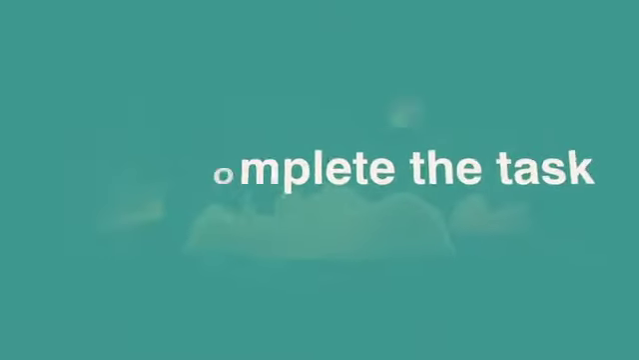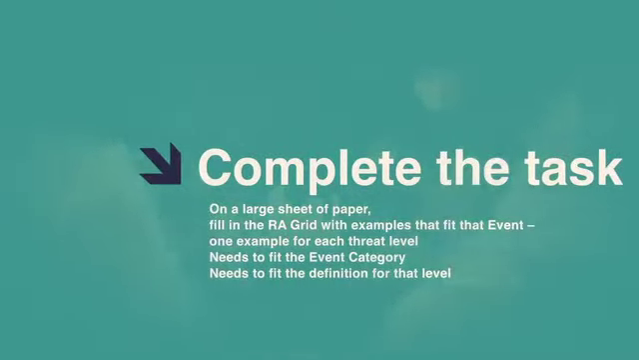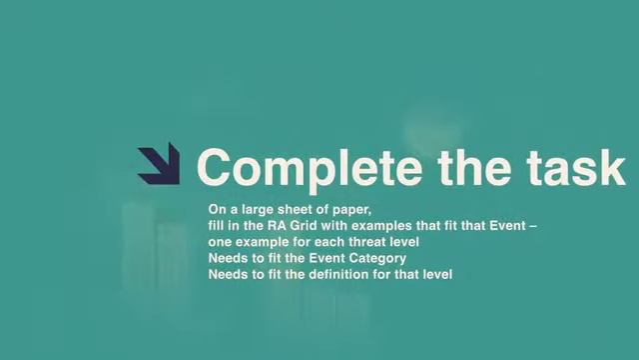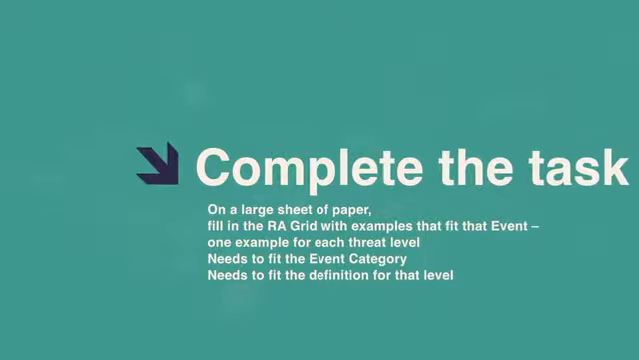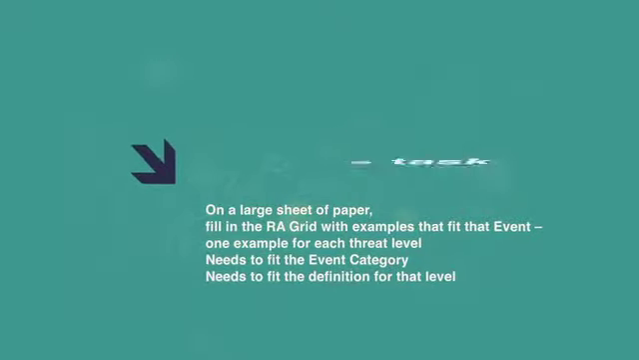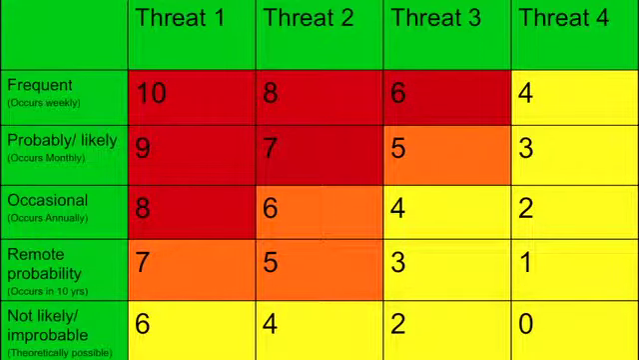So let's build a risk assessment matrix. We're going to utilize threat 1, threat 2, threat 3, threat 4 definitions that we've already created, and we're also going to assign them numbers by frequency. Is it frequent? Does it happen a lot? Is it probable or likely? Is it occasional? A remote probability that it's going to happen? Or it's not likely, or it's improbable.